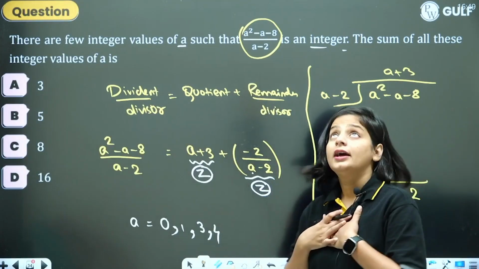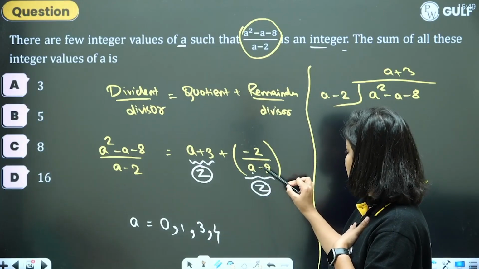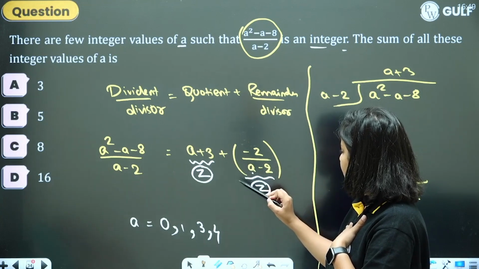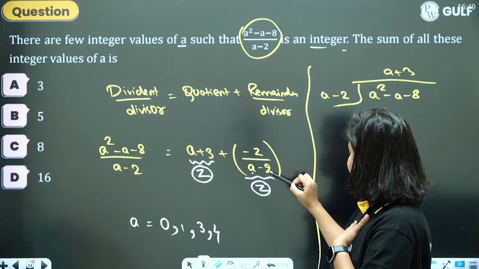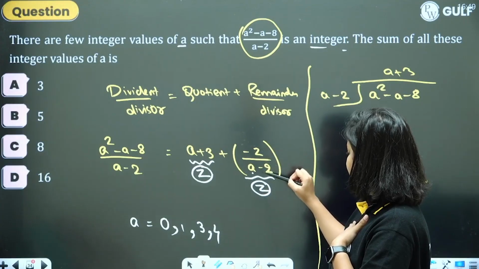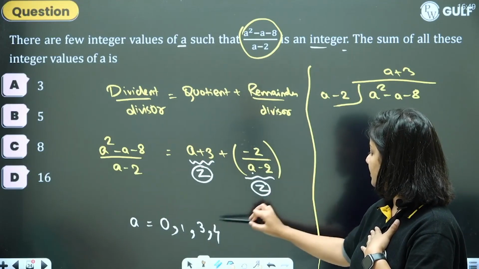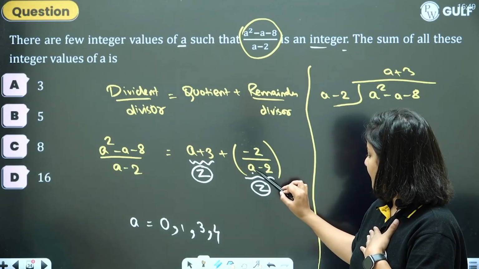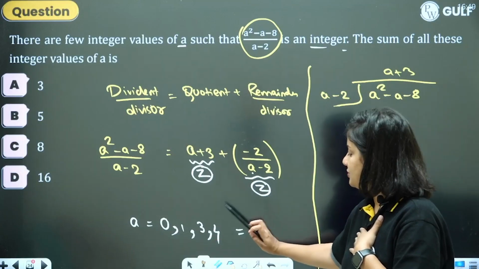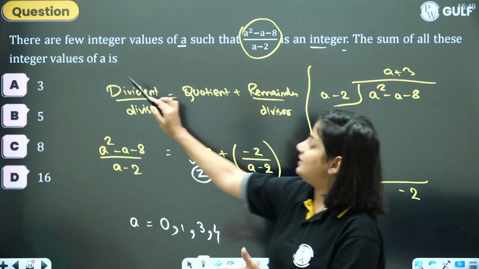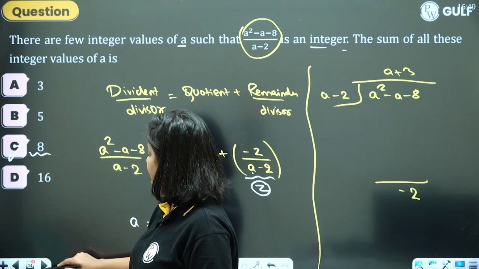Just for my confirmation, if I put A as 0, minus 2 by minus 2, 1, correct? If I put A as 1, 1 minus 2 is minus 1. Cancel, we get an integer. If I put A as 3, 3 minus 2 is 1, we get minus 2. A as 4. Right. So add all of them, because the question is the sum of all these integer values of A. Add all the integers. 4 plus 3, 7 plus 1, 8. The answer should be 8.